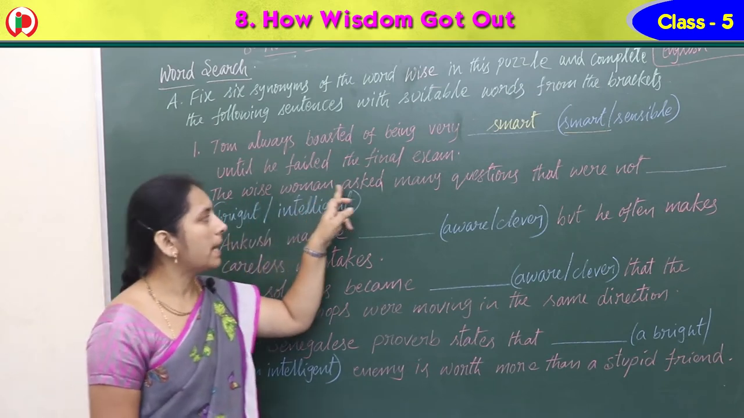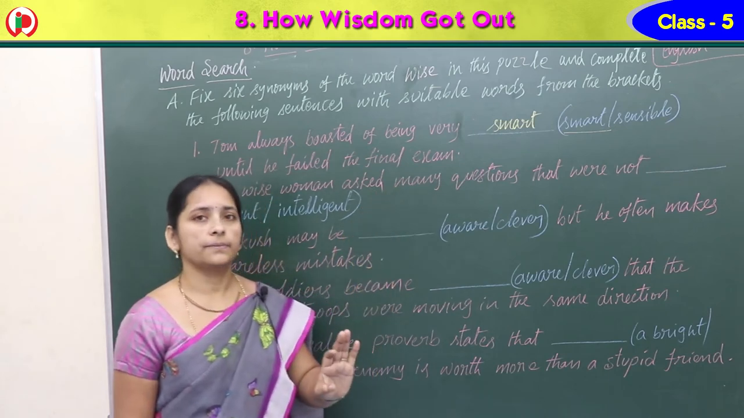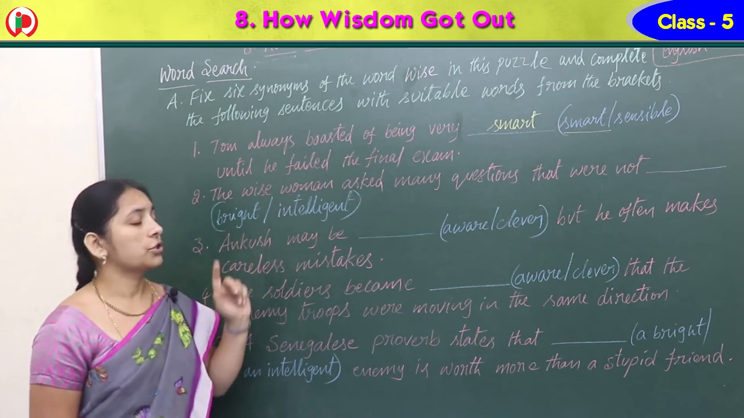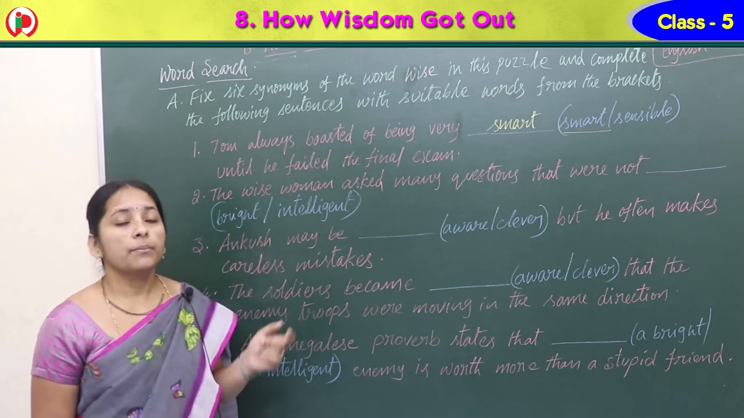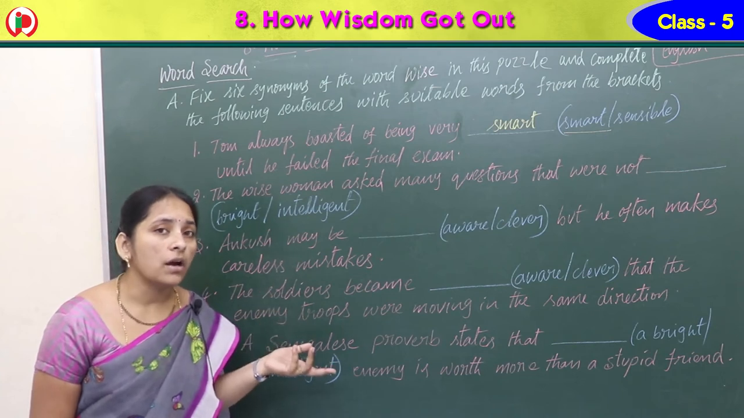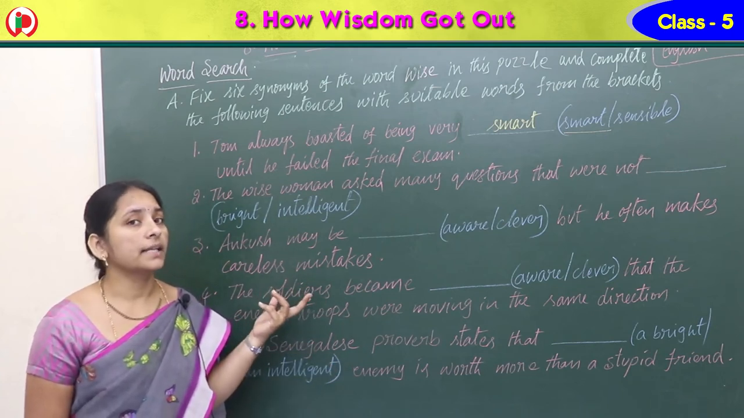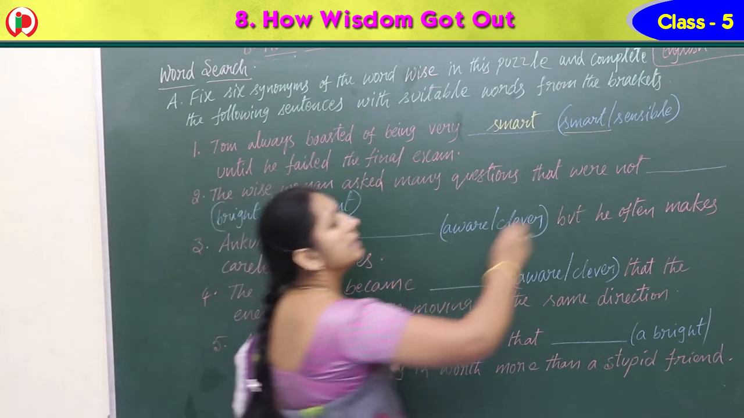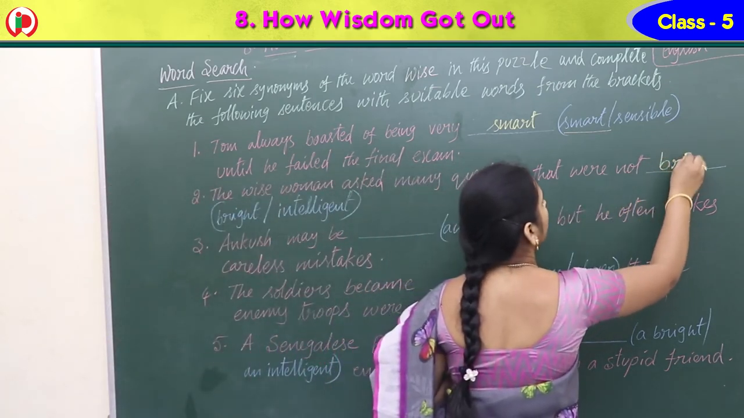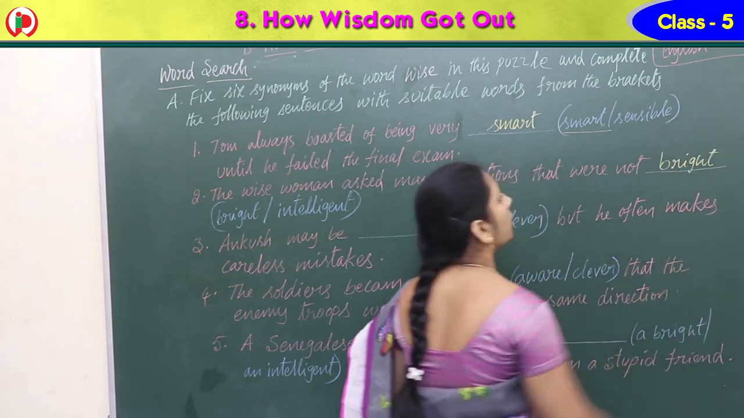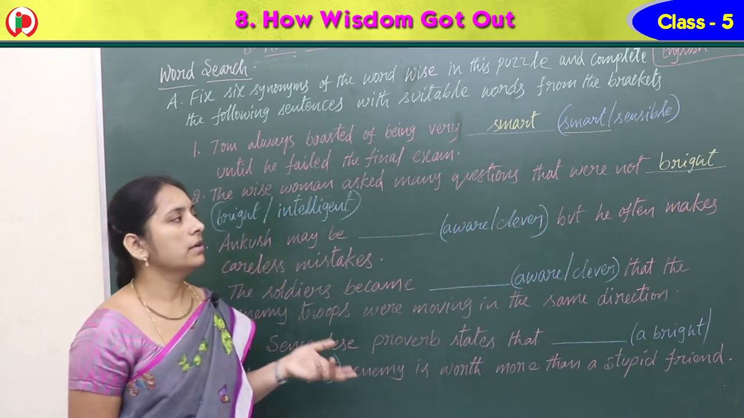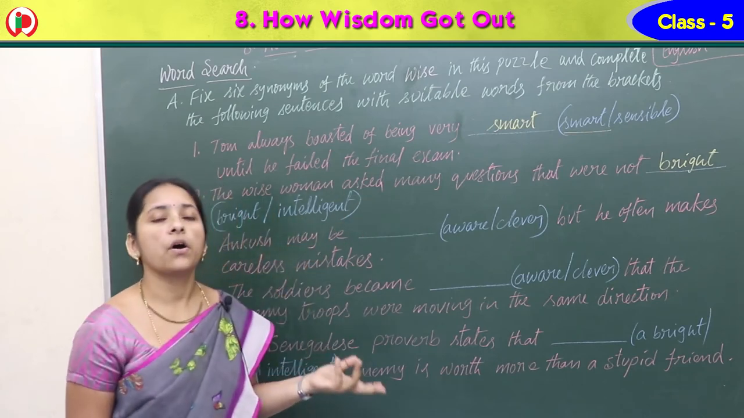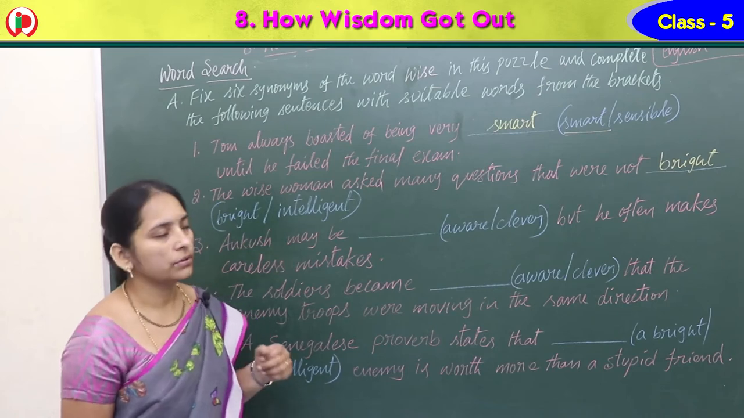See the next one. The wise woman asked many questions that were not dash, bright or intelligent. She asked so many questions, but those were not bright or intelligent. So here the suitable one is, that were not bright. Those questions are not good at all, not answerable at all. So the wise woman asked many questions that were not bright.